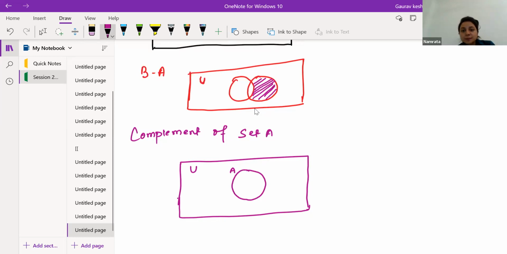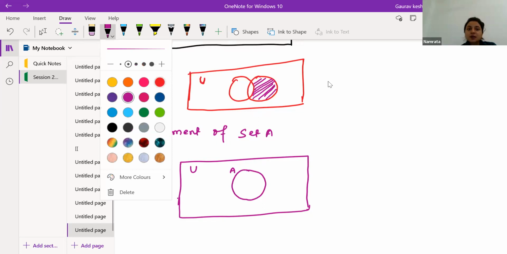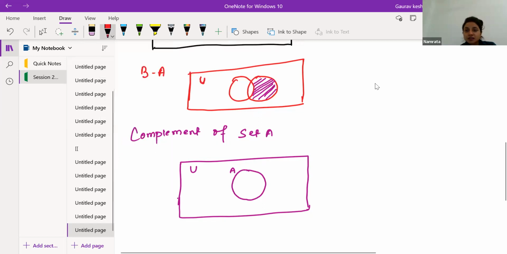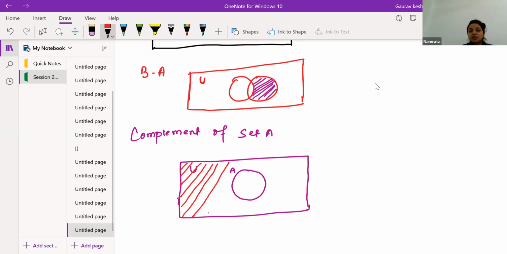Yes, Lena. All the elements which are there in the universal set, but not there in set A, right? Yes. All the elements which are there in the universal set, but not in A. That's the complement of A. So we are going to shade everything which is there in the universal set, but we will not touch set A. That represents the complement of A. All right.